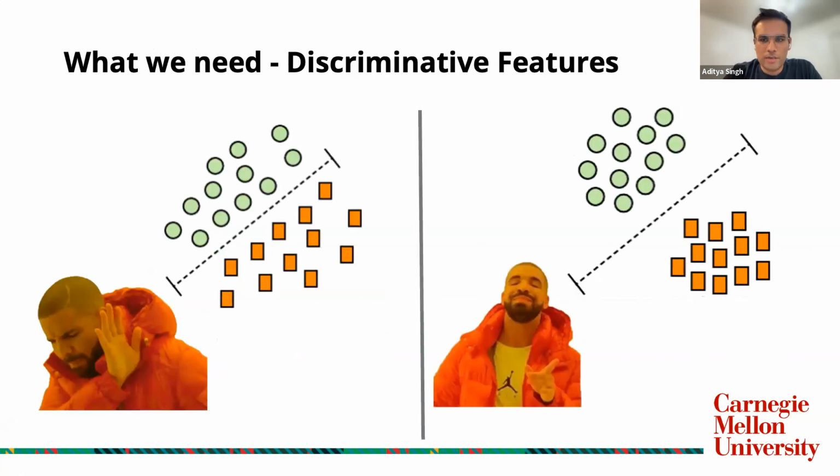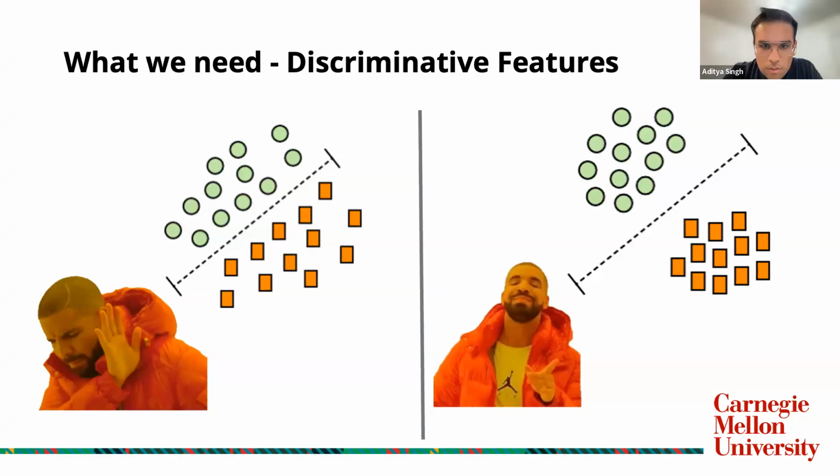Okay, so ideally, we want something like what we've shown on the right. We want to maximize the interclass distance, and we want to minimize the intra-class distance. Yeah, I'm just going to try to annotate this here.